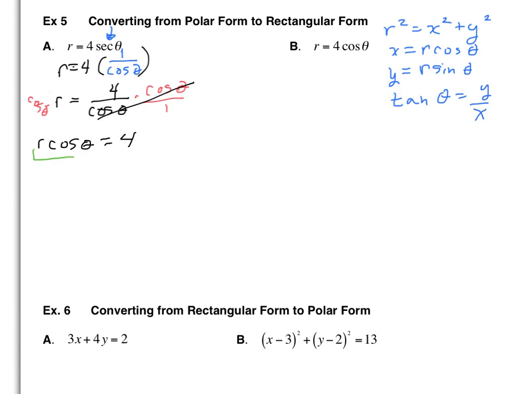What does r cosine of theta actually equal? X. It is a direct translation right here. I'm substituting in for r cosine of theta its value for x. And so this whole side goes away and becomes x equals 4. Haven't I successfully gotten rid of all r's and all trig functions? So the question is, what is this the graph of?